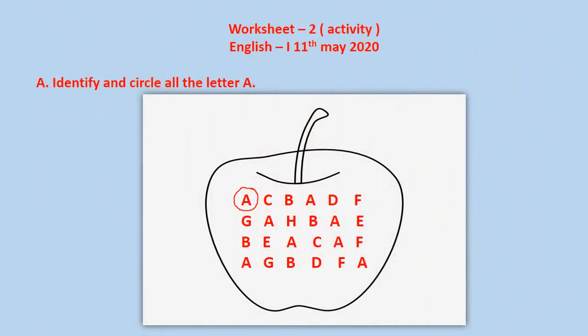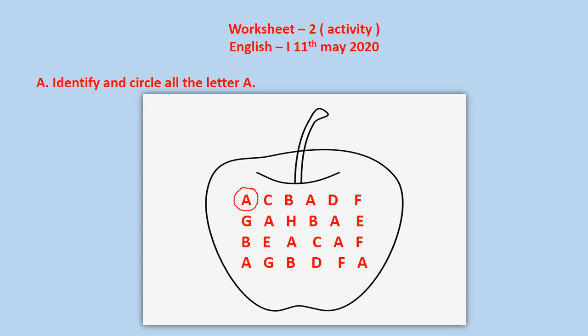Okay, children. Now, here's a worksheet. Worksheet number 2, activity from English 1. In this worksheet, you have to identify all the letters A and circle them. Inside these apples, there are many letters. Now you have to identify letter A and circle it.